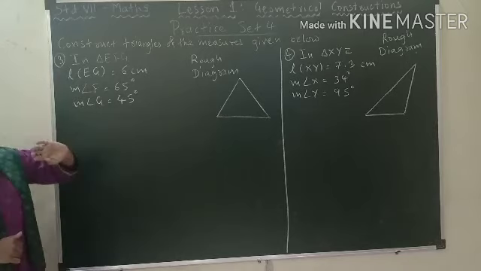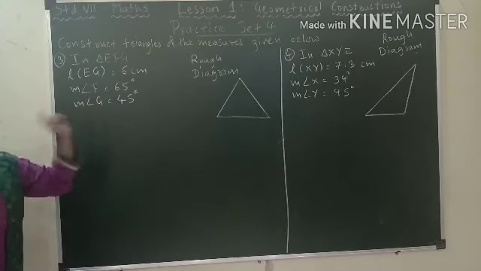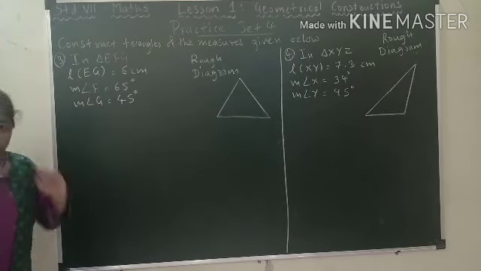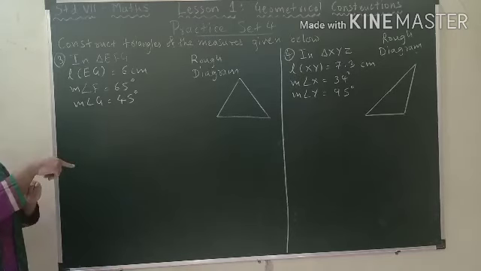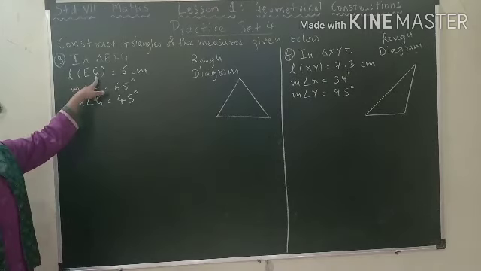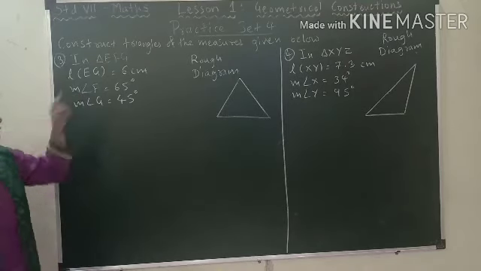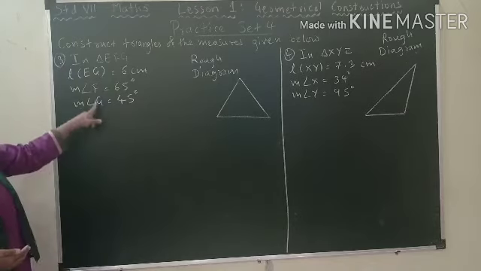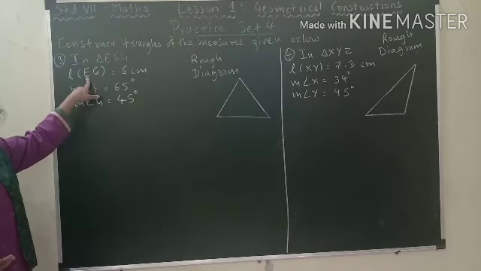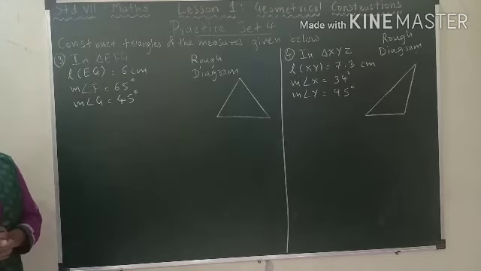In triangle EFG, length of EG is equal to 6 centimeter. Measure of angle F is equal to 65. Measure of angle G is equal to 45. Now, if you remember, I had told for the first question that if the side is given, you must have the angles for the same alphabet. If EG is given, you should know the measure of angle E and you should know the measure of angle G. But G is given, but E is not given. If we don't know E, it's not very easy to draw the triangle.